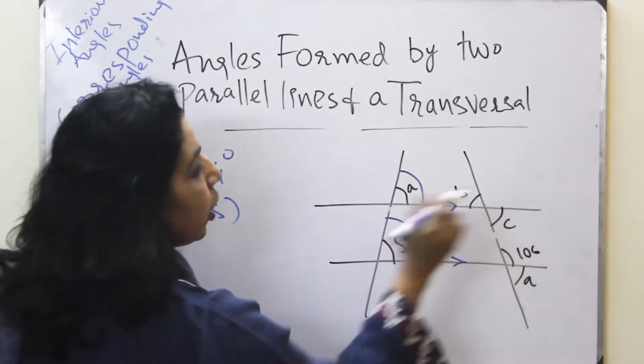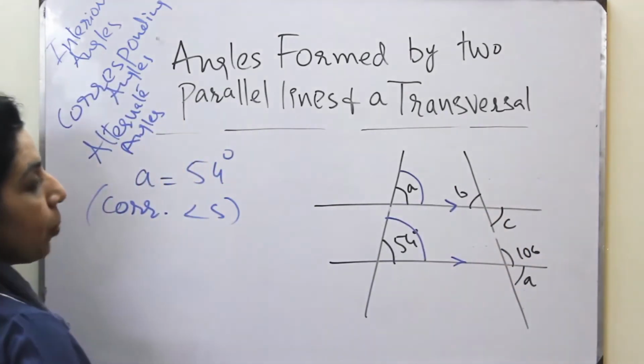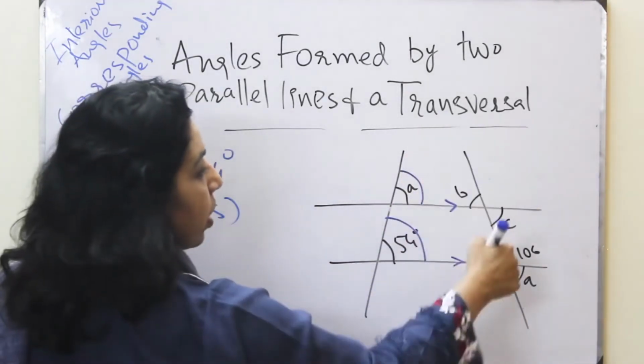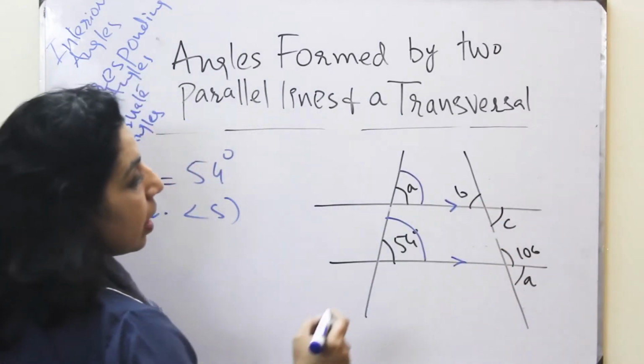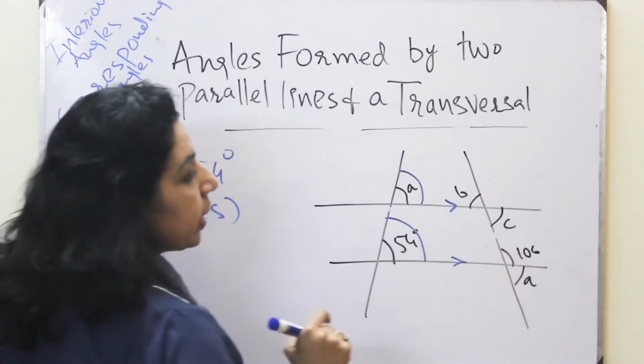Okay, now we are on the second transversal, and you can see we can use here B is vertically opposite to C. Vertically opposite angles are on the opposite sides of the intersecting lines. We can take this C with 106, interior angles.